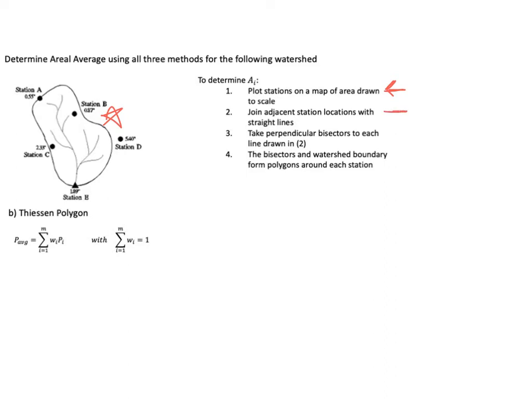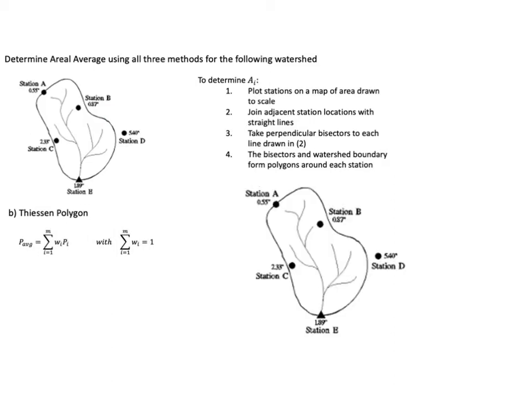Then we're going to join the adjacent station locations with straight lines. We're going to take perpendicular bisectors to each line drawn in part 2. And then we're going to have these areas that are drawn. We're going to figure out the area of them. All right, so let's assume that this new map that I've drawn, it's a little bit bigger. It has plotted my stations to scale.